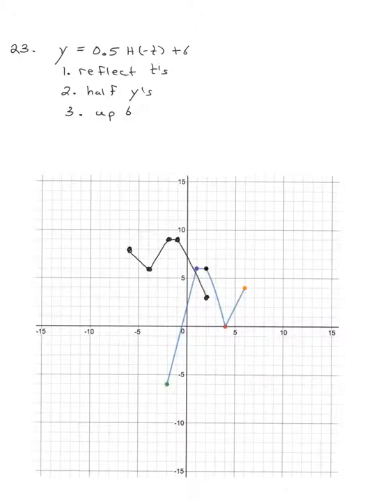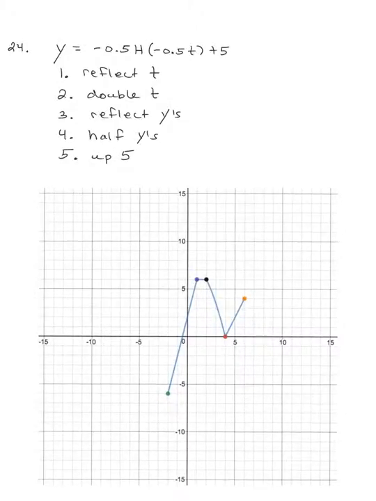Here's my picture. I've compressed the graph in the y direction. I've flipped it over the y-axis as well, and then the whole thing went up 6 places. Here are the steps for question 24. I reverse the orders of 1, 2, 3, and 4 that I've done before. It doesn't matter if you reflect them or double, reflect half respectively first. So let's go through every point here.